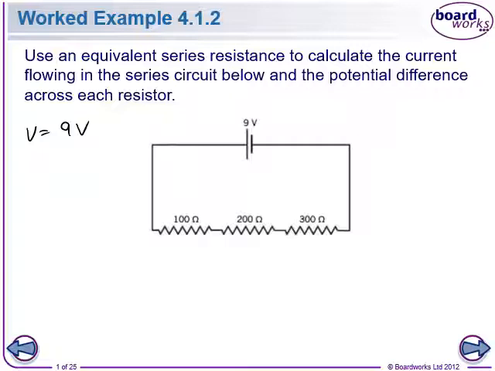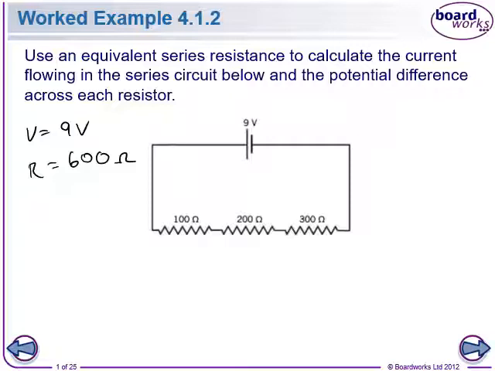Now, we need to work out our equivalent resistance, which should be quite straightforward. We add them together and we work out that our resistance in our whole circuit is 600 ohms. So, what we need to do now is it says calculate the current in the circuit. How are we going to calculate current here?